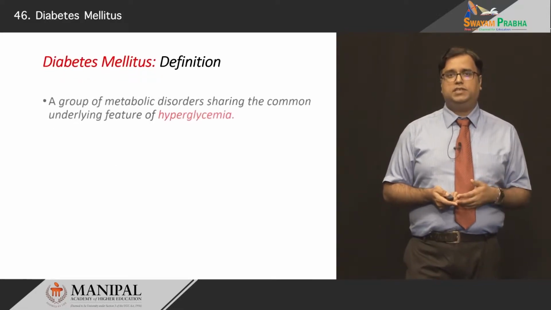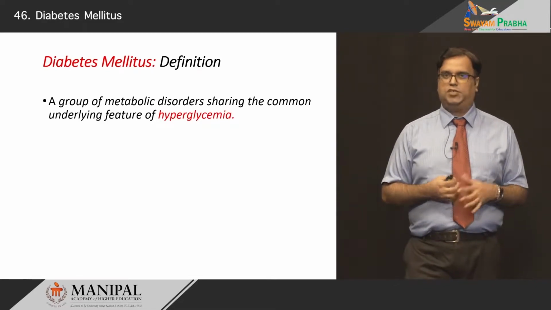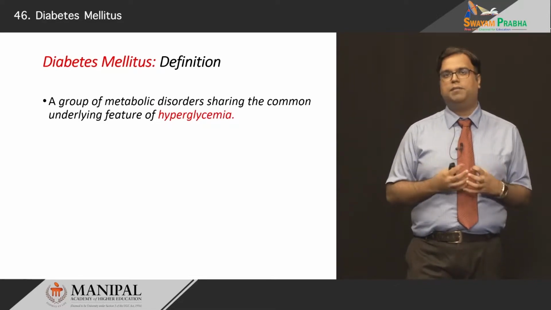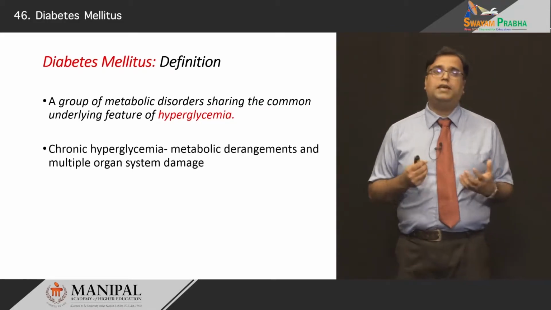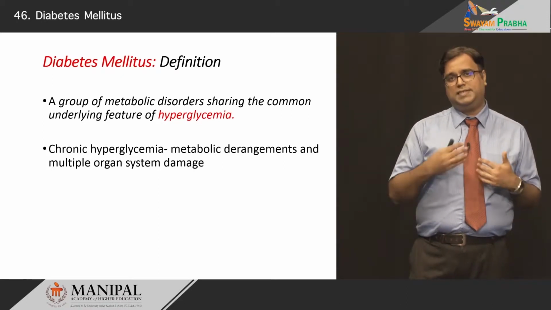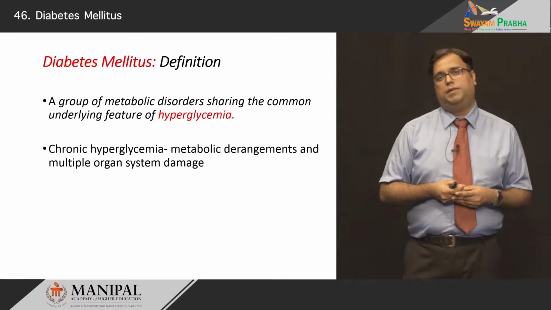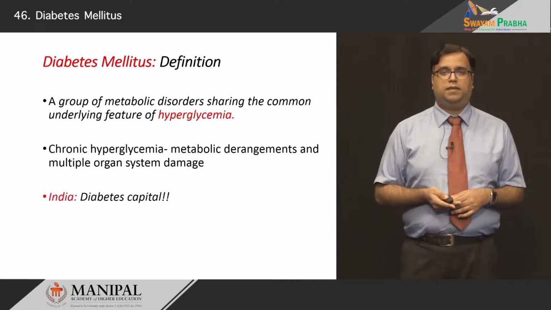Now if you look at the definition, it's quite a simplistic definition. It's a group of metabolic disorders, they say, which share a very common feature. So the common denominator there is hyperglycemia. Now you'll see also that chronic hyperglycemia seems to be the fundamental problem here, because not only does it portend metabolic derangement, but also has the potential to damage multiple organ systems.